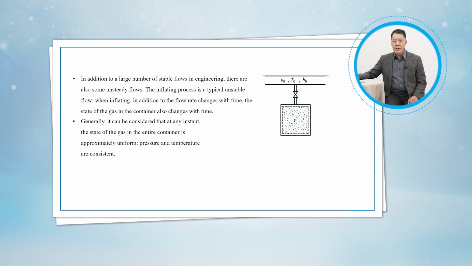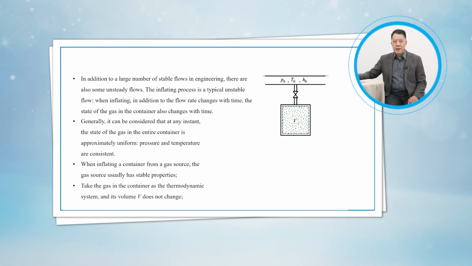Generally, it can be considered that at any instant, the state of the gas in the entire container is approximately uniform. Pressure and temperature are consistent. When inflating a container from a gas source, the gas source usually has stable properties. Take the gas in the container as a thermodynamic system, and its volume V does not change.